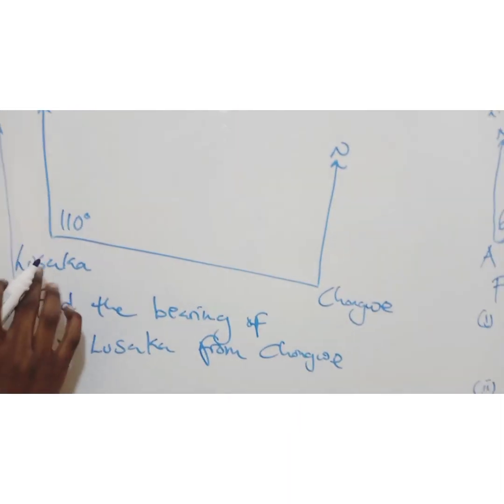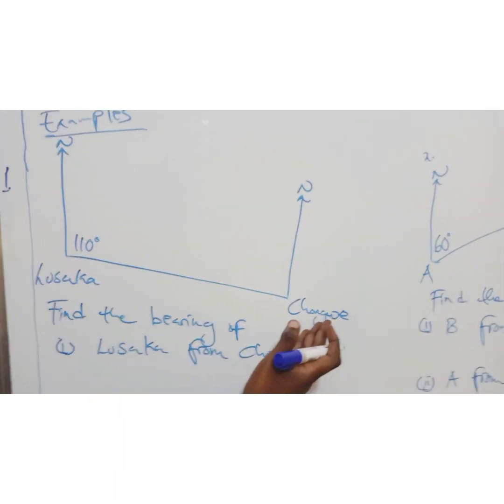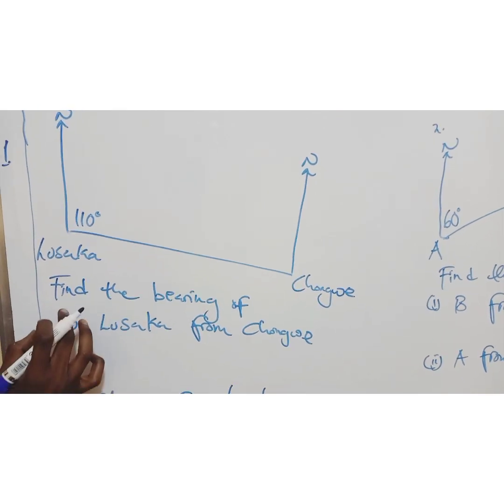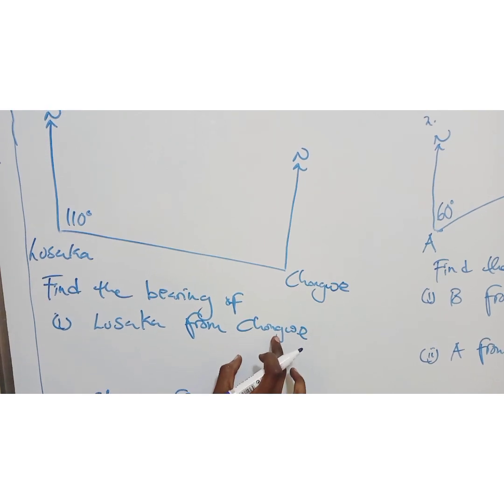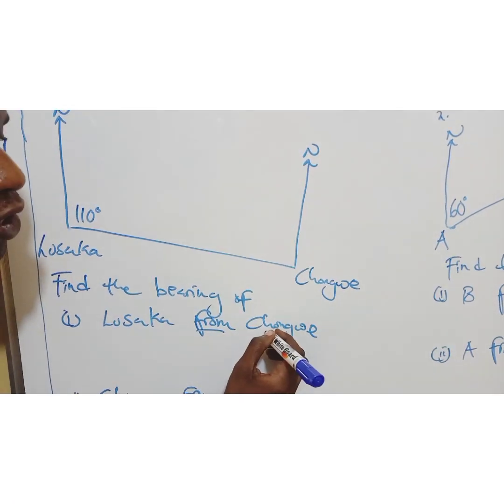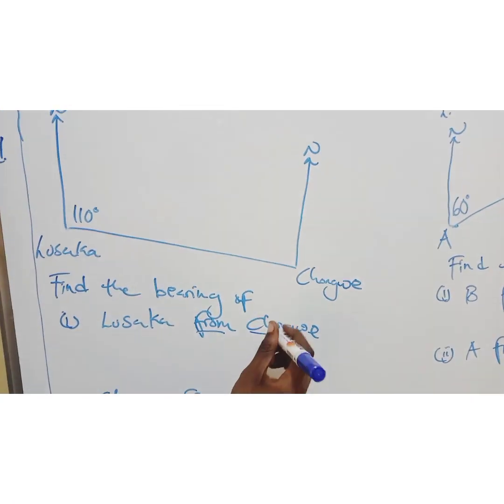So look at this example. We have Lusaka 110, we have Chongwe. And they are asking us, find the bearing of Lusaka from Chongwe. So once you hear "from", that's where you are starting from. So Chongwe.